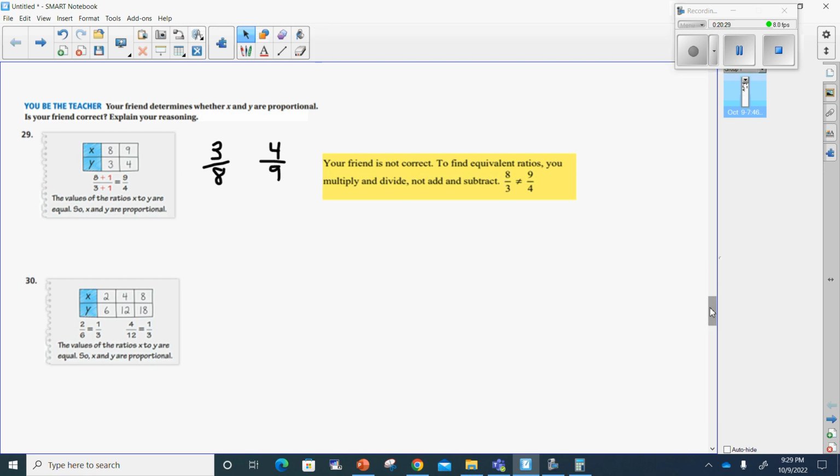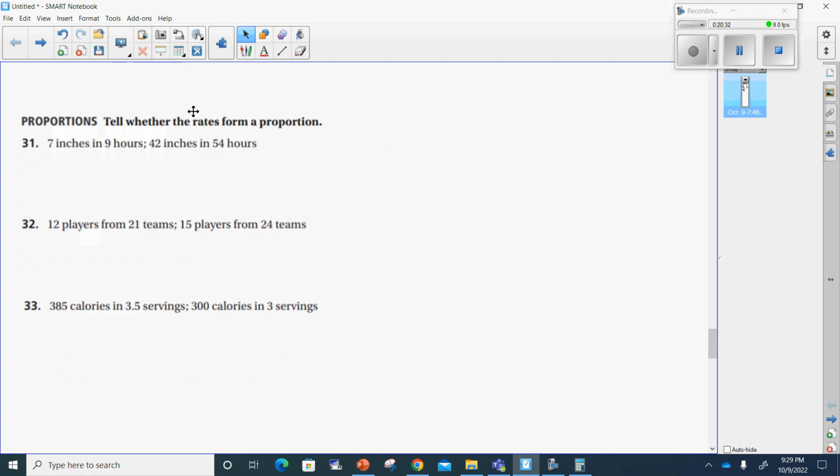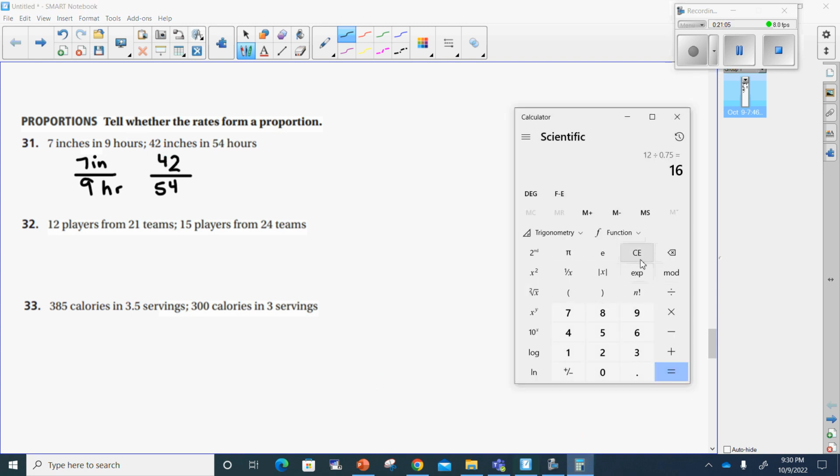All right, I'm going with number 31 next. Tell whether the rates form a proportion. All right, so this is 7 inches to 9 hours. This is 42 inches to 54 hours. This is inches and this is hours. So let's see. What did I multiply 7 by to get to 42? Well, we can take 42 and divide it by 7, and we know we're going to get 6. 42 divided by 7 equals 6.